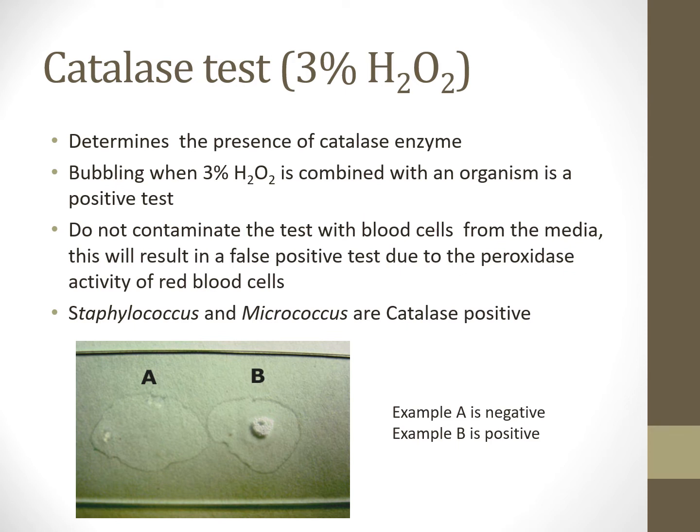If you add 3% H2O2 to an organism and it starts to bubble, it means that your organism has the catalase enzyme. The principle is organisms that are catalase positive will convert 3% H2O2 to water and oxygen gas, which is demonstrated in bubbling. Now, whenever you do this test, we want to be cautious not to get chunks of our blood agar in it, because our blood agar contains peroxidase, and that's going to give you a false positive. So you want to make sure that when you do this test, you get just the organism and not any chunk of the blood agar.